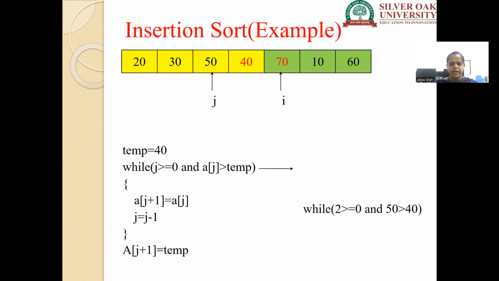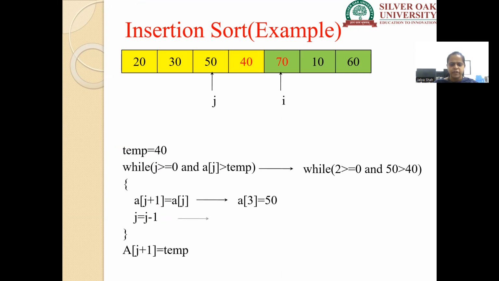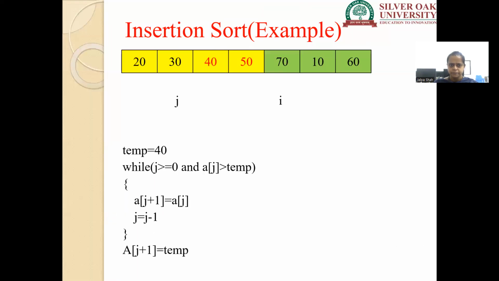So now your j pointer will be decremented. So temporary equals 40. Now in the condition, while 2 is greater than or equal to 0 and 50 is greater than 40, your a of 3 will become 50, j will become 1 and a of 2 will become 40. So by red, we are seeing that it is changed. Again, see the j is 1. So 1 is greater than or equal to 0 and 30 is greater than 40, so the condition will become false. So now you can see that your 5 elements will come in a sorted zone, whereas 2 are remaining, which will come under the unsorted zone.